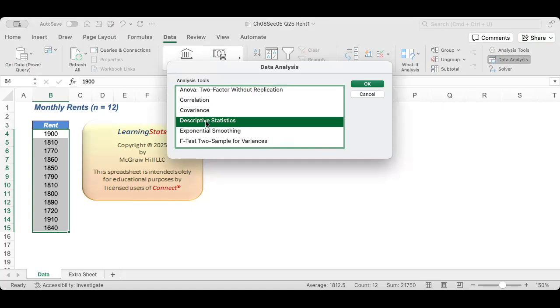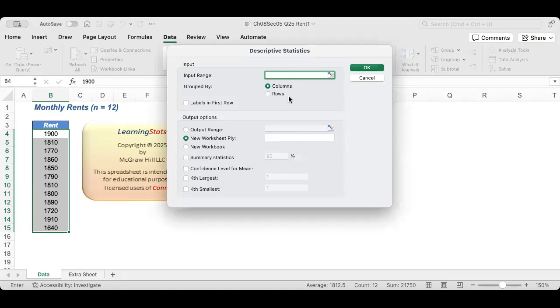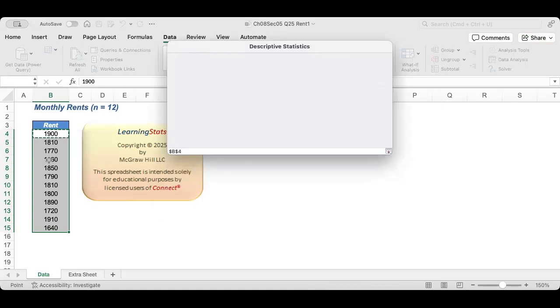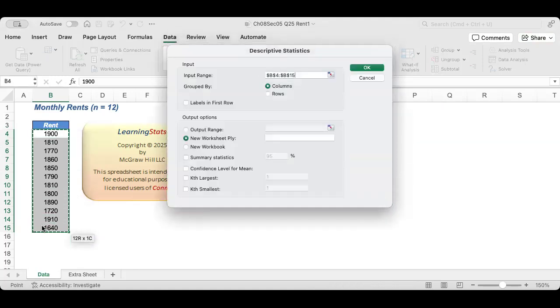That's where we got the mean and the standard deviation and the standard error and all sorts of other information, that giant table of stuff. Descriptive statistics. Okay. I want the input here. It's a column. I'll create a new piece. Aha, I see something useful here. I see the word confidence level. I see summary statistics, right?